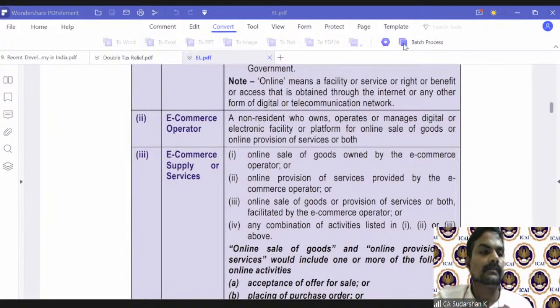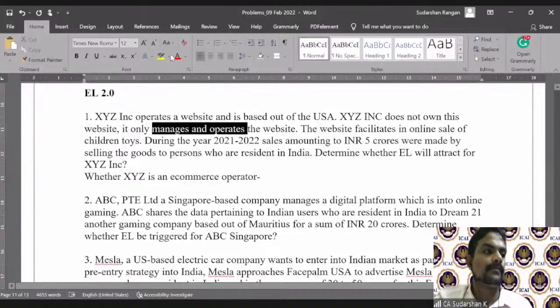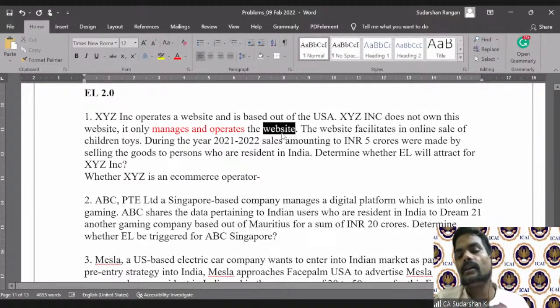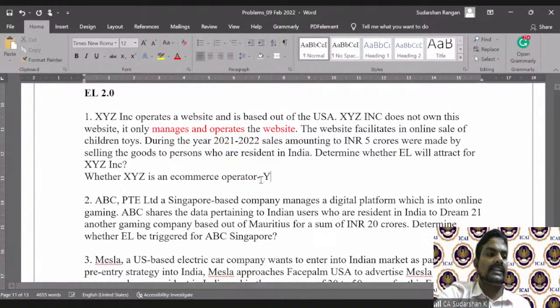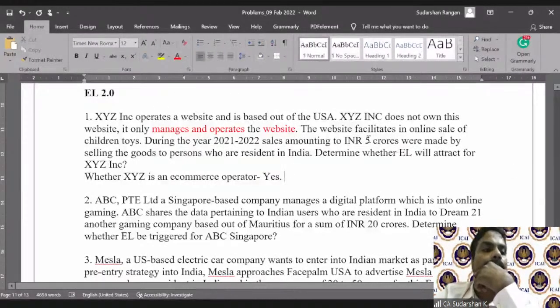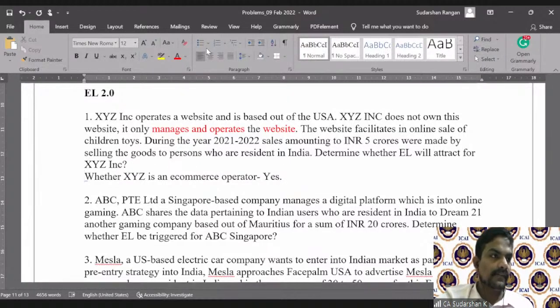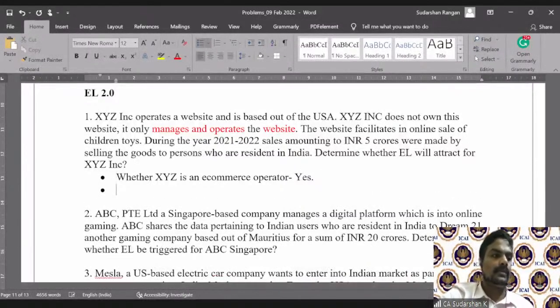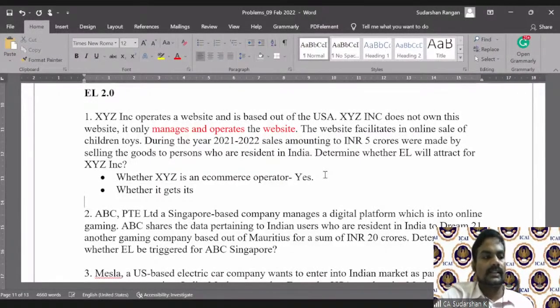So coming back to this question, it manages and operates, and there is a website. So there is a digital platform there. So therefore, is XYZ an operator? Yes. So it satisfies 164C. Now the next question that will come is, having seen that it is an e-commerce operator, whether it gets its consideration from e-commerce supply or services.